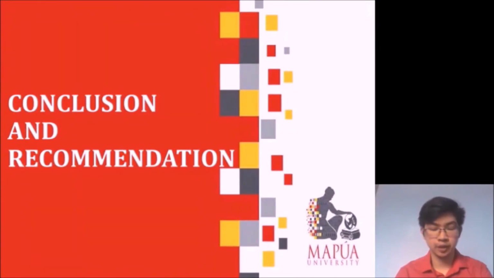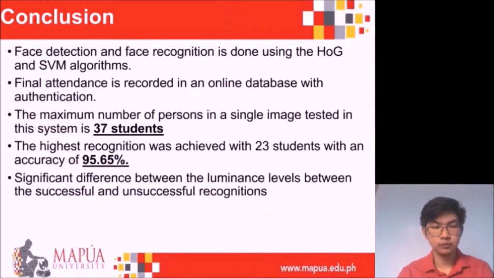Now, conclusion and recommendation. Face detection is done using HOG, while face recognition is done through the SVM algorithm. Final attendance is recorded in an online database with authentication. The maximum number of persons in a single image tested in this system is 37 students, while the highest recognition was achieved through 23 students with an accuracy of 95.65%.